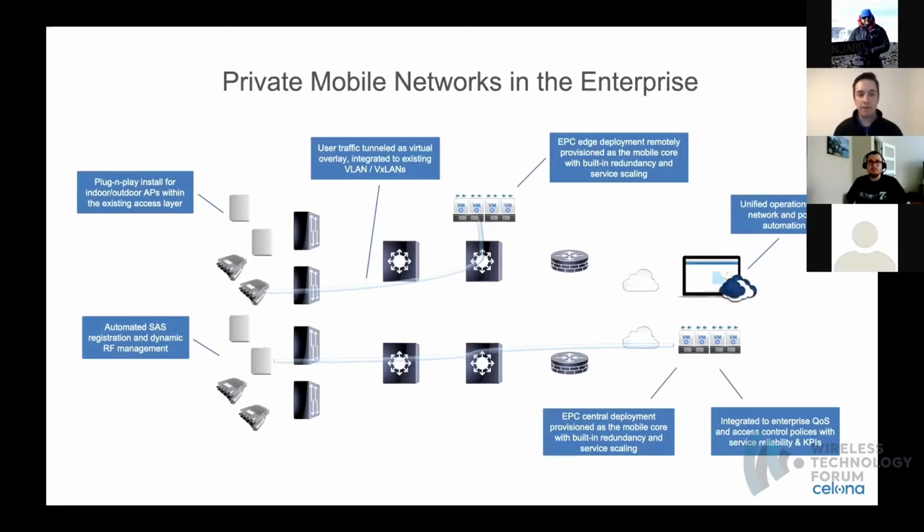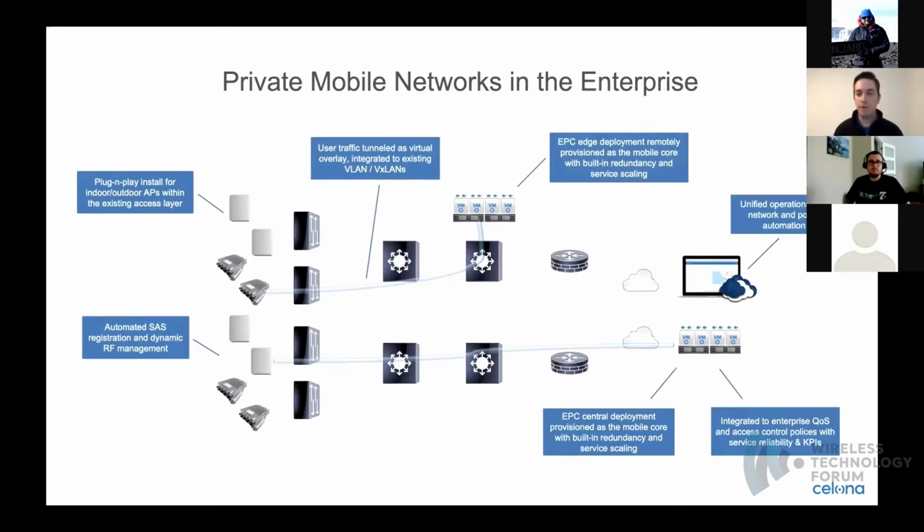Some key characteristics of these networks are that the access points are plug and play with an existing access layer network and switching environment. They provide SAS registration and dynamic RF management to automate the optimization of channel and power planning. User traffic is tunneled back to the packet core, similar to an existing Wi-Fi controller environment that can then integrate with existing customer networks for VLANs or VXLAN integration for customer IP addressing on the network.